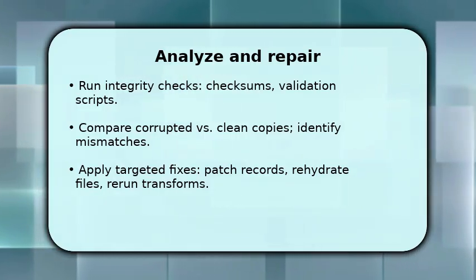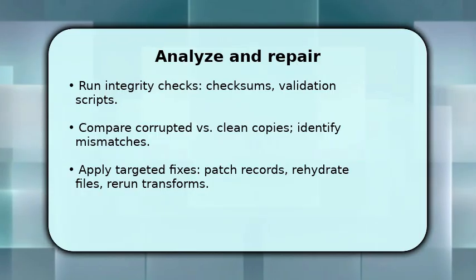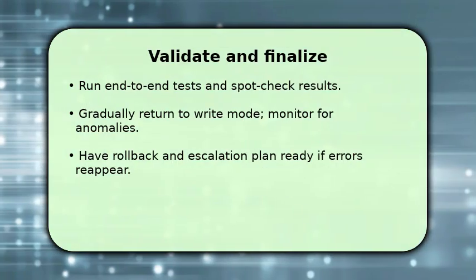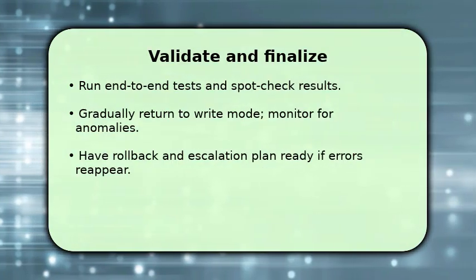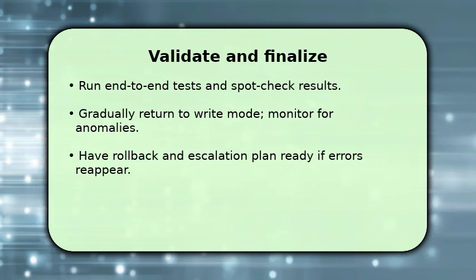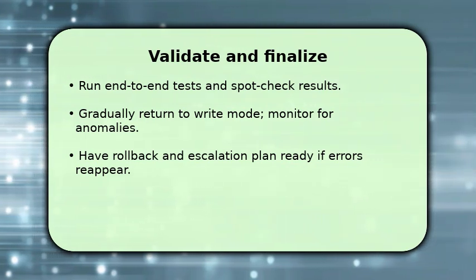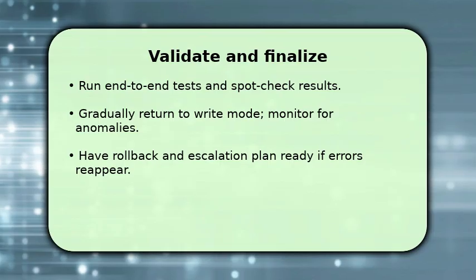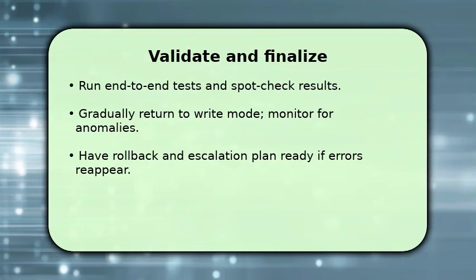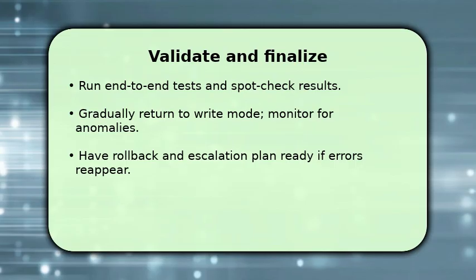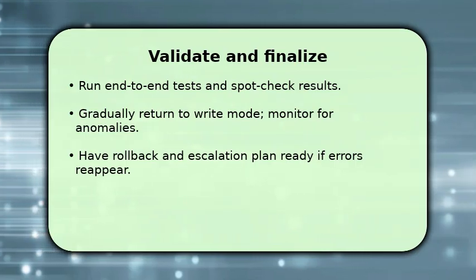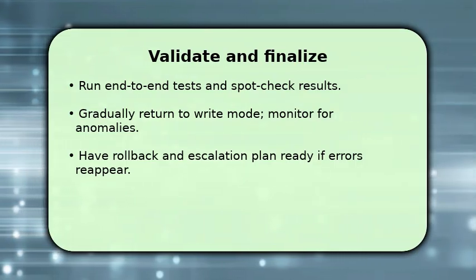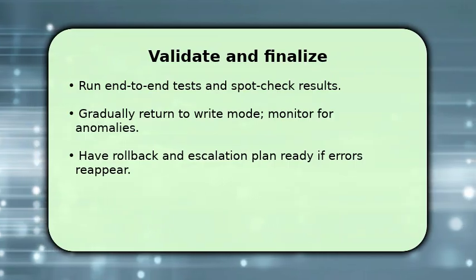Make sure you finish by validating that the repair stuck and the system behaves normally. Run end-to-end tests and spot-check critical records to confirm accuracy. Automated tests catch regressions while manual checks catch context errors. Once confident, slowly re-enable write operations and monitor metrics and logs for anomalies. If anything looks off, switch back to maintenance mode and execute your rollback plan.